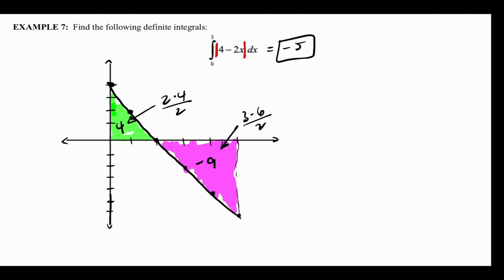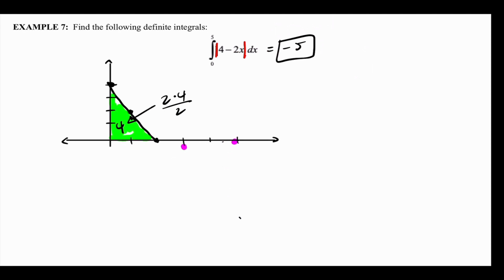What's that? Is this supposed to be positive? No, you're right. I graphed this wrong. It should all be positive. Same area, but there shouldn't be anything underneath the x-axis.